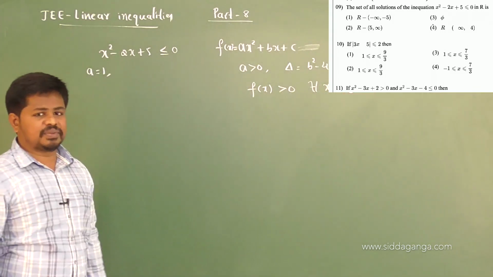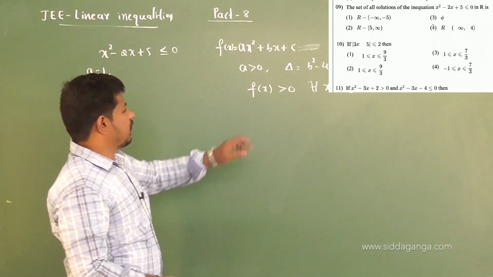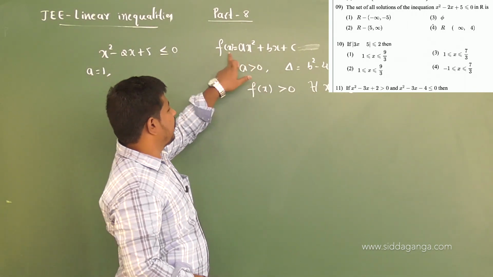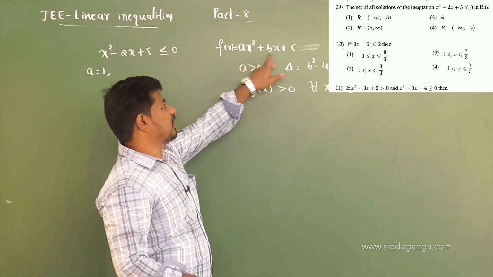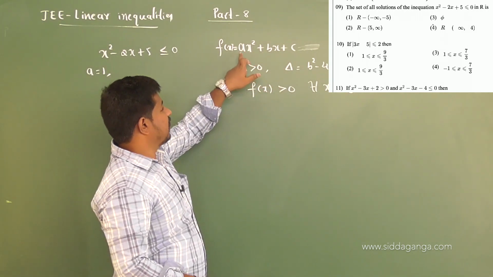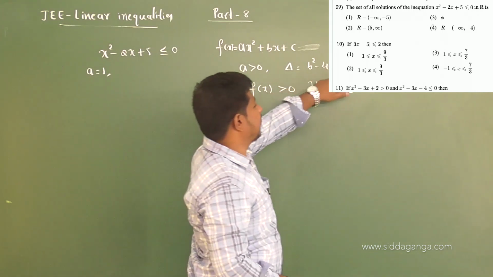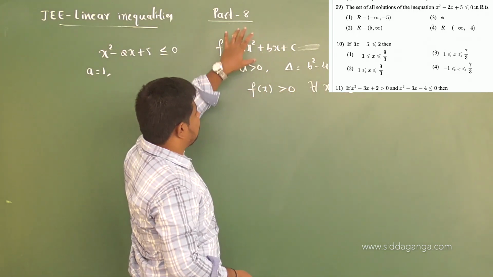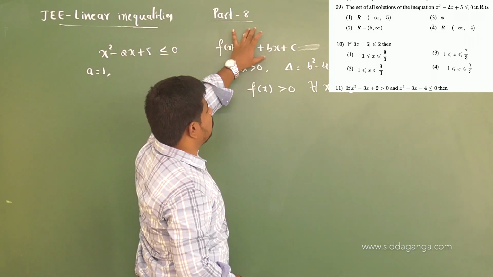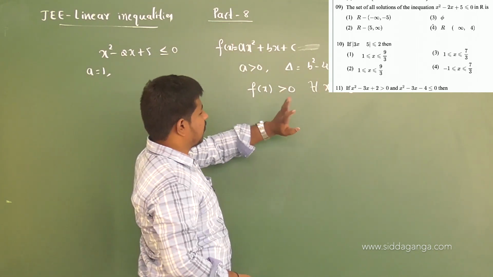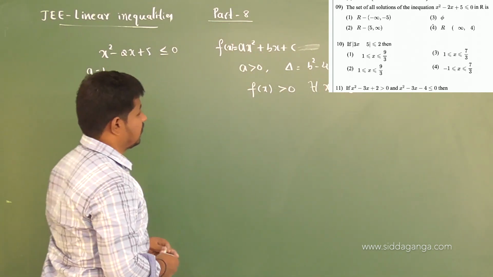This is the result. Once again, if you take this quadratic polynomial as f of x, ax square plus bx plus c, and the coefficient of x square is greater than 0, positive, and the discriminant is negative, in this case, this will be positive. This is positive for any value of x. It is a result.